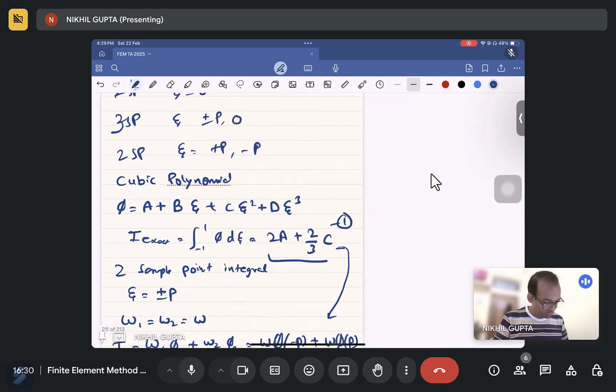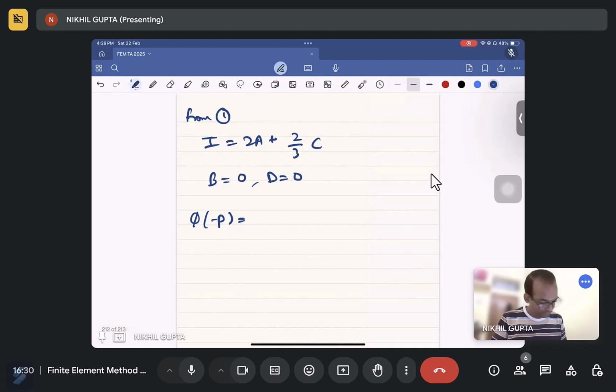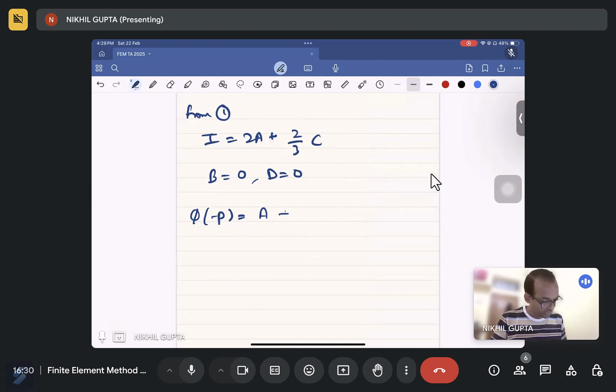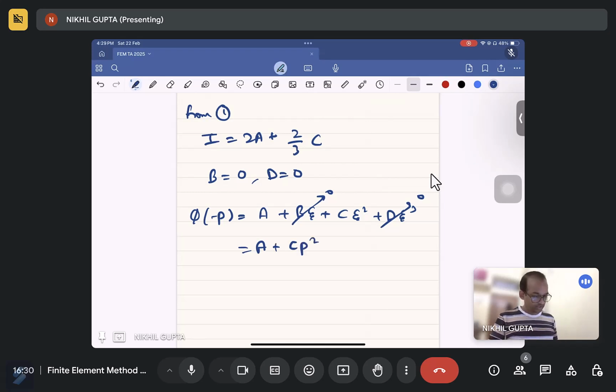Phi of minus p, we have to put it in this main equation, a plus b xi plus c xi square plus d xi cube. Now this is 0, this is 0. So this will become a minus a plus c p square. Understood? Then phi p will be a plus c p square again.